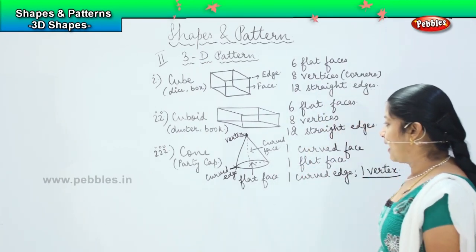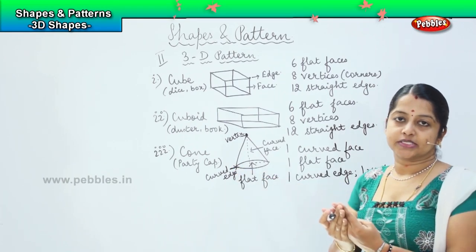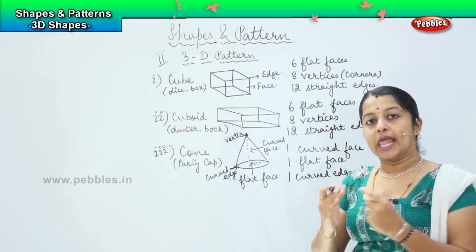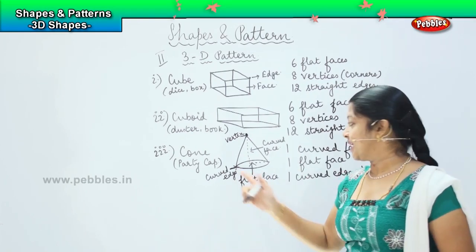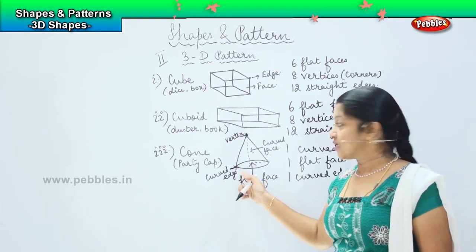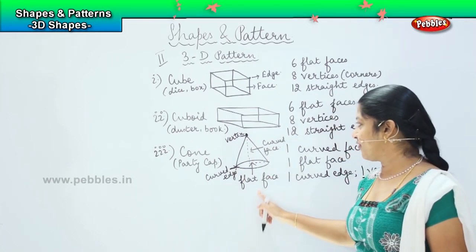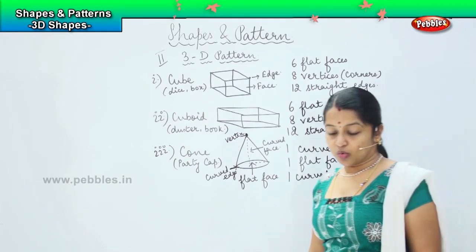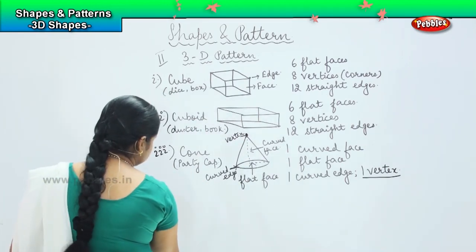Okay. And then this is called the curved edge, like the point where it joins. When you take a triangular sheet and you try to curl it and then fix it, the point where it joins, that is the curved edge. So it has got one vertex, one curved edge, one flat face, and one curved face. Clear, children? So moving to the next one is the cylinder.